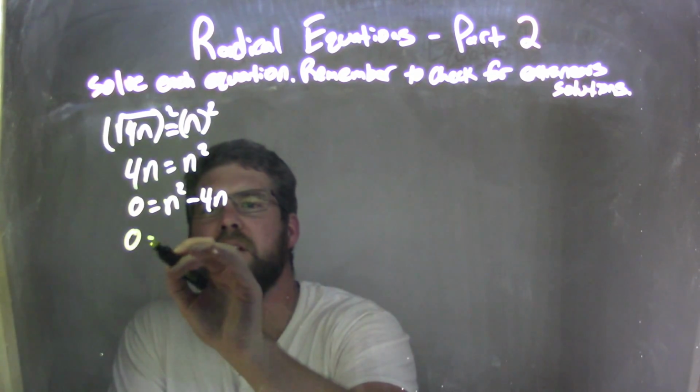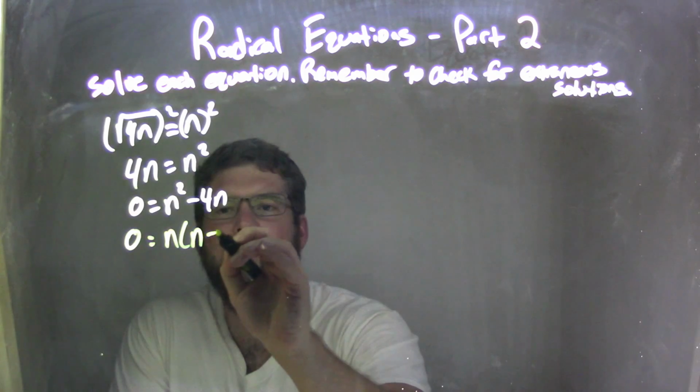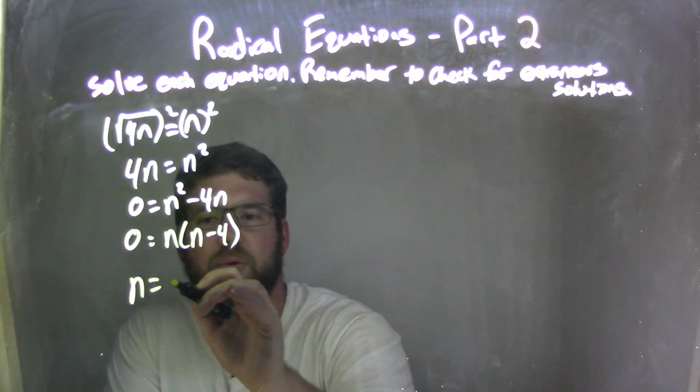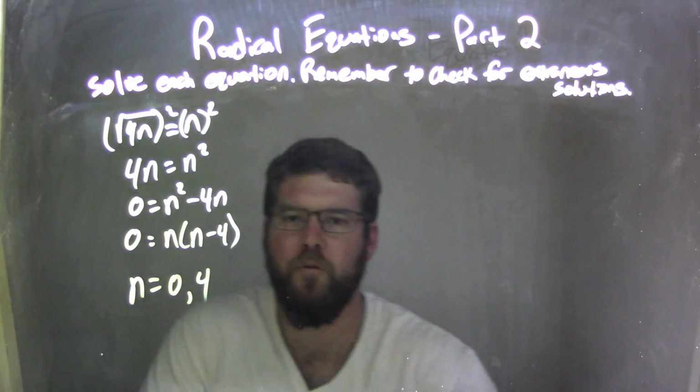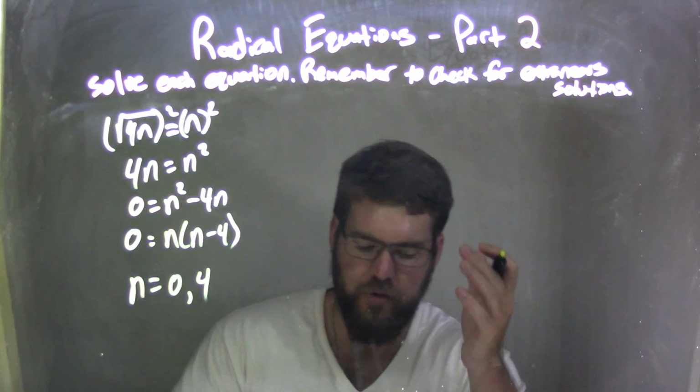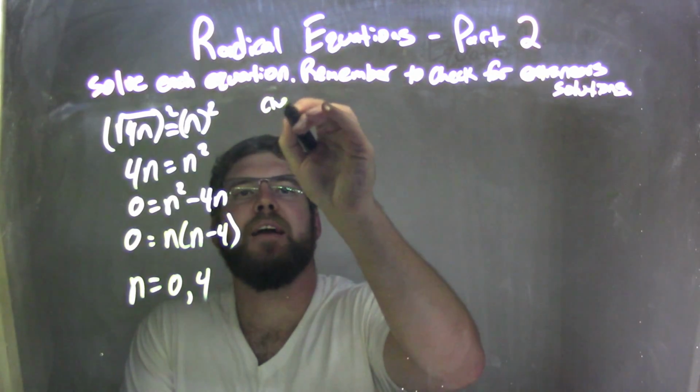So let's factor this. That factors to be n times n minus 4. And so my two solutions here are n equals 0 and a positive 4. I need to check both those answers to see if they're real or extraneous. So let's go to our check here.